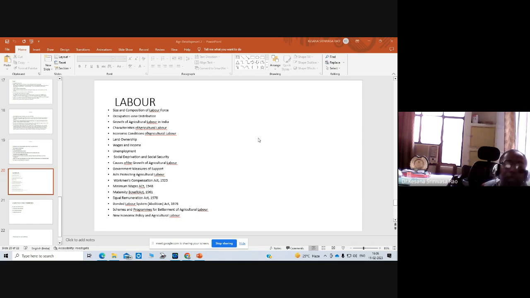Occupation-wise distribution: there are different types of occupations. Apart from agriculture, there are different types of industries. There are 9 classifications of industries which we have. So how the occupation-wise distribution of resources is taking place can be seen. Then the growth of agriculture labor in India, because it depends on the level of education.